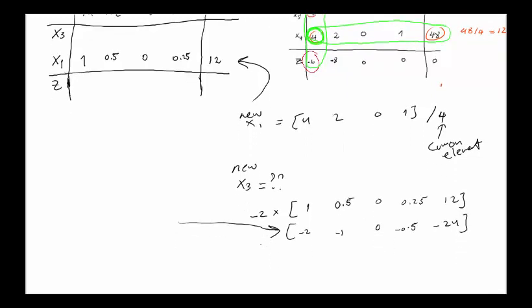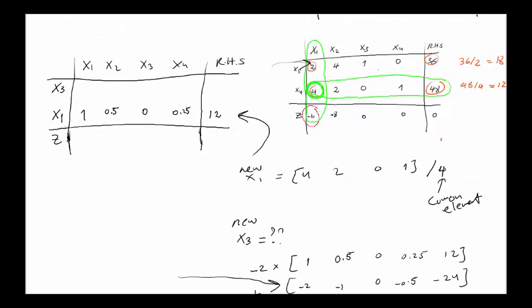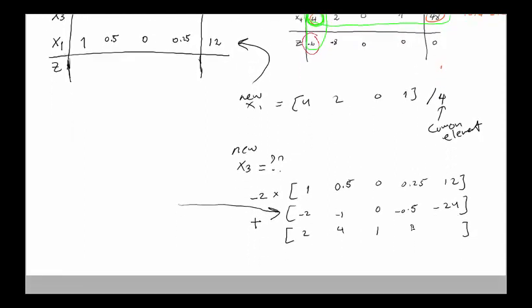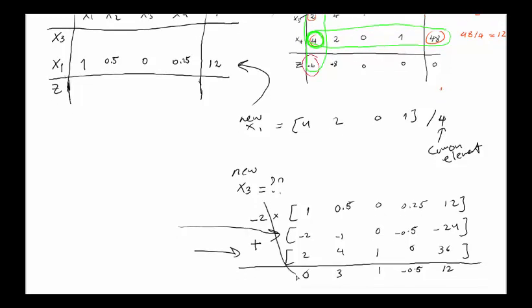After that you need to add this row to the previous row of x3, and the result will be put in the new row of x3 in the new table. So I write it down, the previous row of x3: 0, 3, 1, minus 0.5, and here we have 12. So the result will be the new row of x3 in the new table, which is 0, 3, 1, minus 0.5, and 12.